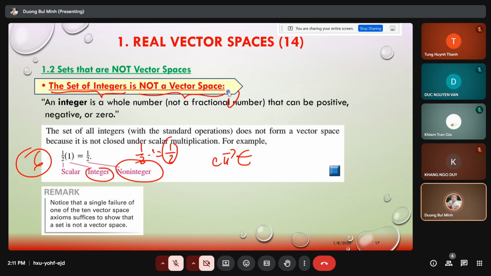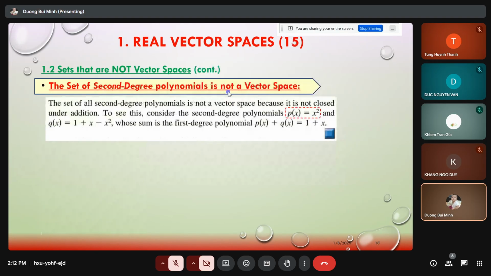Question so far? Okay, continue. The set of secondary polynomials is not a vector space. Is that correct? Yes. Look.